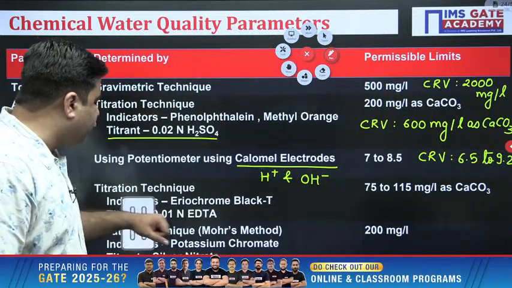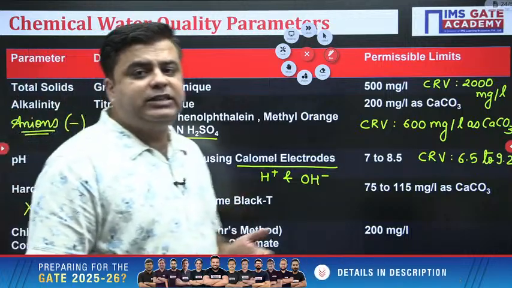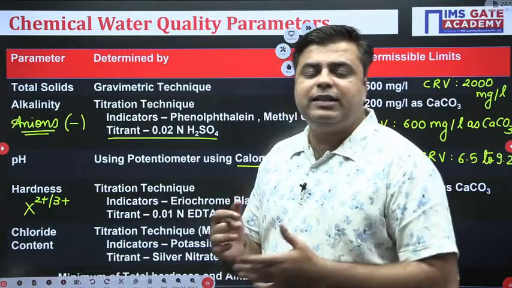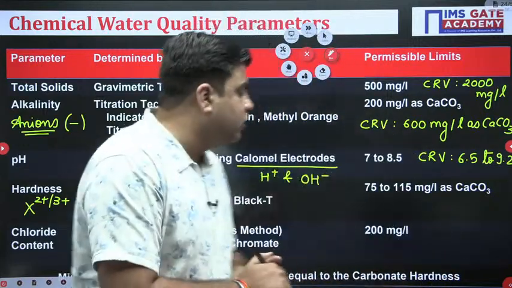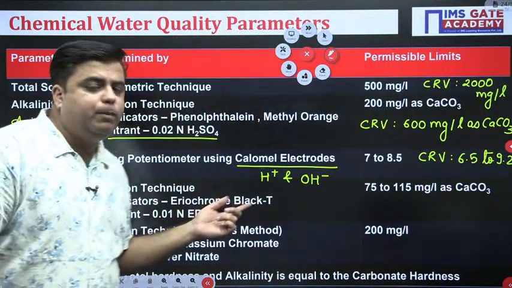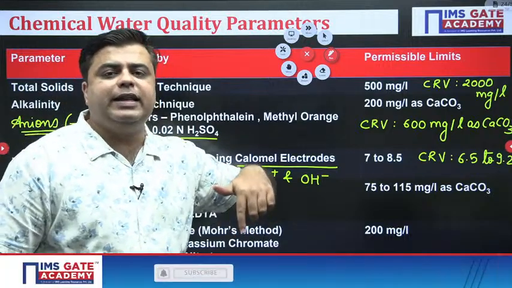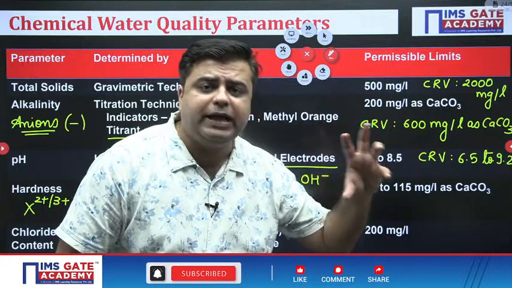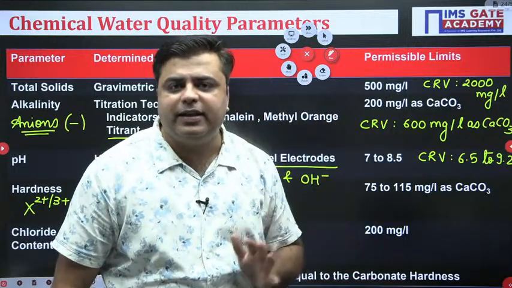Now when you perform the titration, the color change that you will get will be from wine red to blue-black. Now sir, why is this color change taking place? Because the moment you add Eriochrome Black T into the water containing hardness, this Eriochrome Black T will form a complex with hardness which is wine red in color.